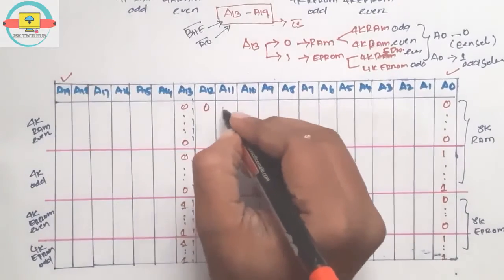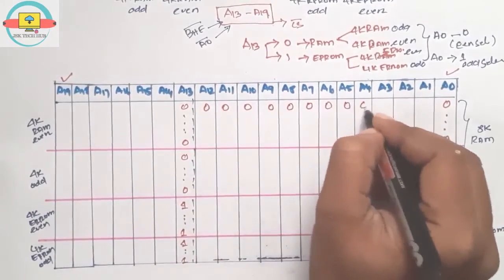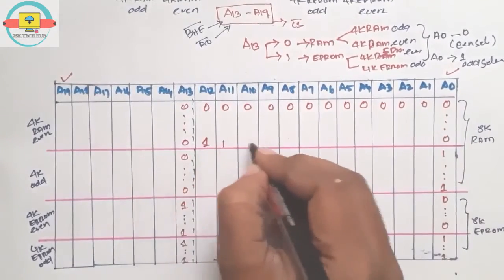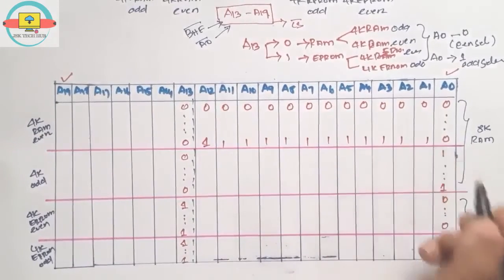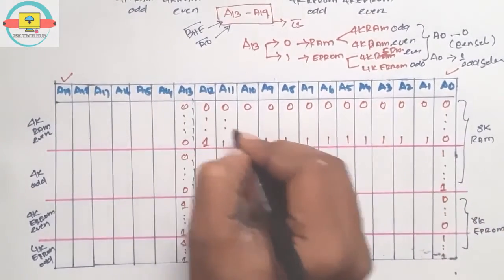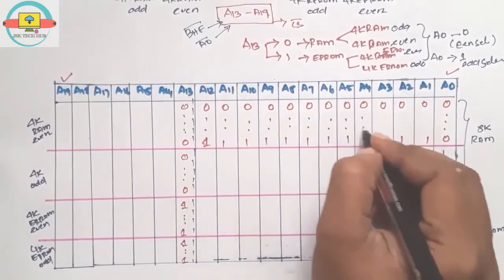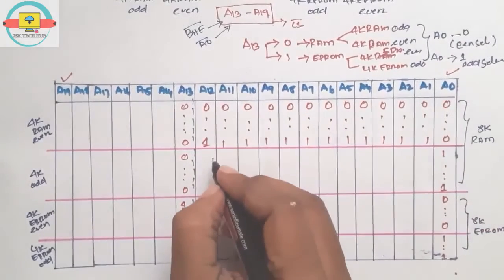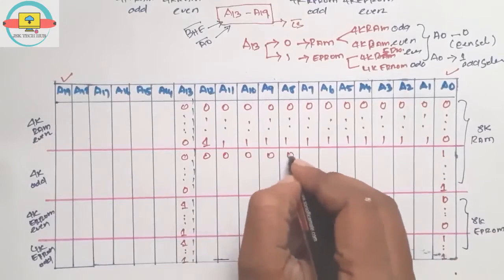So for all the fields, the starting address is 0 0. Then we fill the remaining lines up to 1 1 1 1. It goes up to all the fields as 1 1 1. Similarly, we fill the odd bank memory also. It also starts from 0 0 0 0.